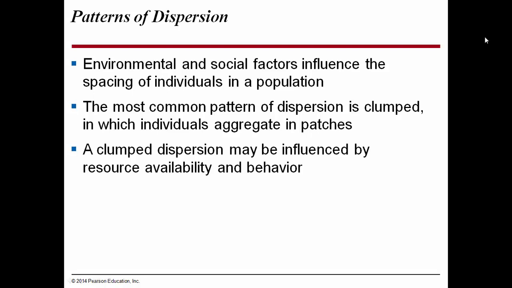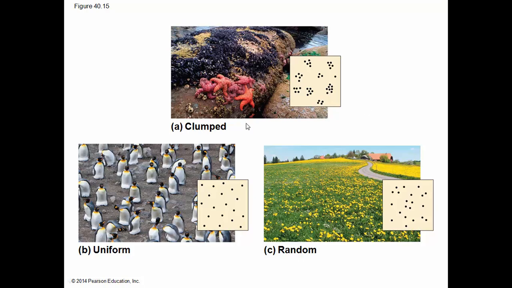Environmental and social factors influence the spacing of individuals in a population. The most common pattern of dispersion is clumped, in which individuals aggregate into patches. A clumped dispersion may be influenced by resource availability and behavior. Okay, so here are little starfishes. They are clumped around the resource that they're feeding on here on this rocky shore.